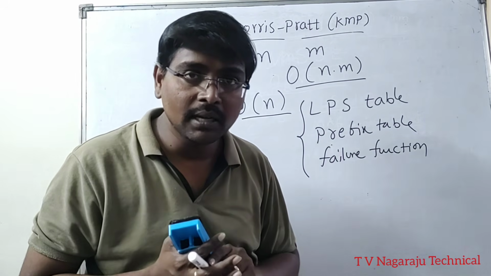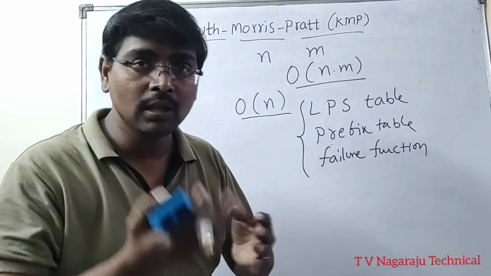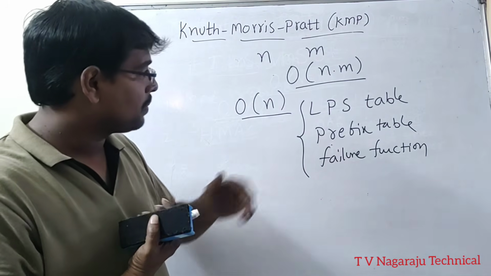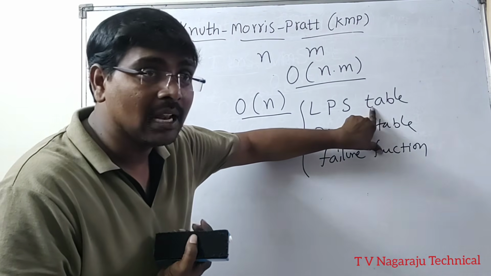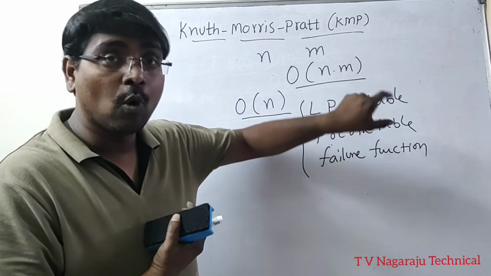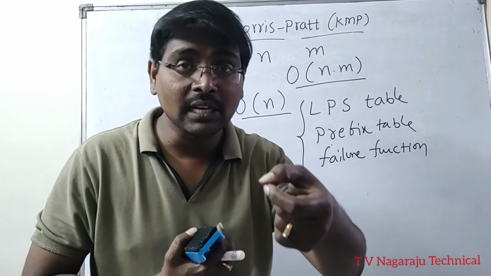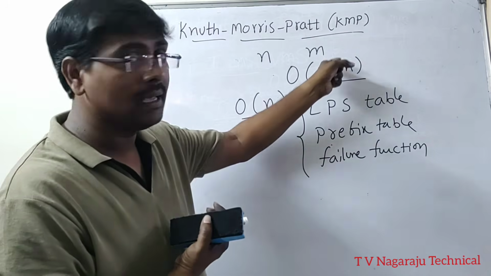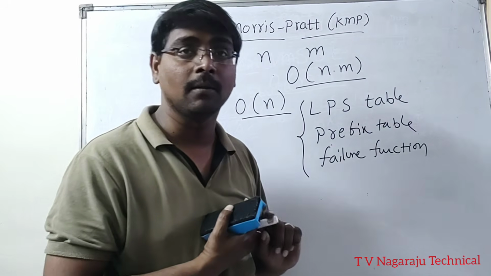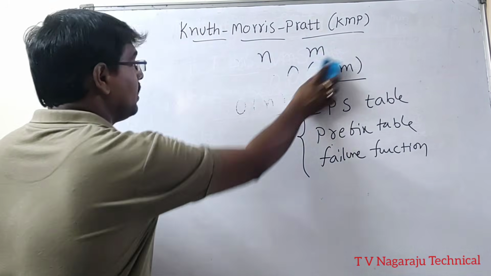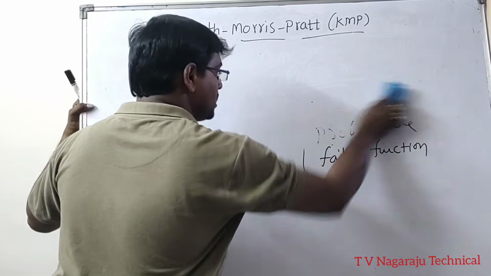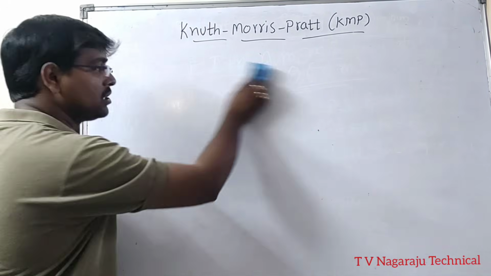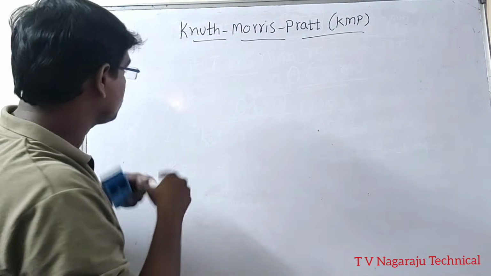So obviously, what is the first step? Entering into the algorithm, the first step is to construct the LPS table. Once the LPS table is constructed, based on the LPS table, apply the KMP algorithm. Now I will construct the LPS table, and based on this I will give you an example also.